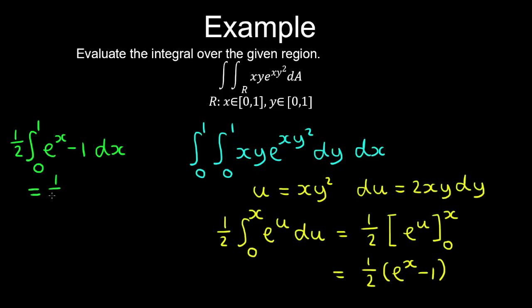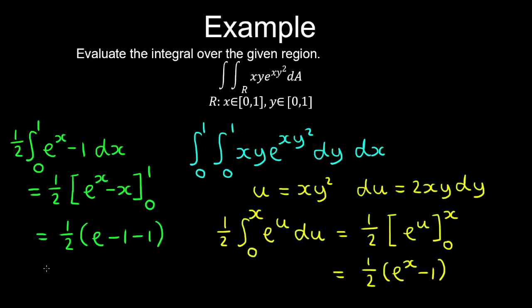So what we get is 1/2 of e to the x minus x evaluated at x equals 0 and 1. So that gives 1/2 of e to the 1 minus 1 minus e to the 0, which is 1, minus negative 0. So what we get is 1/2 of e minus 2.